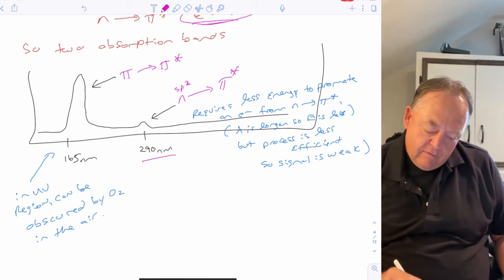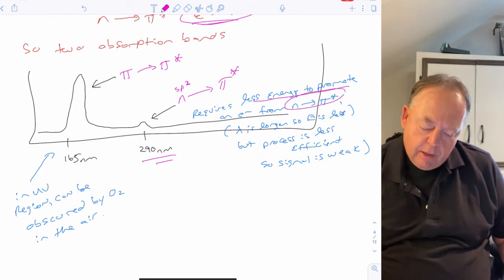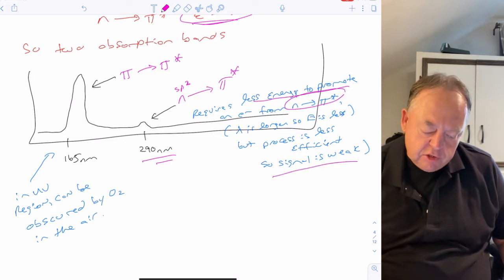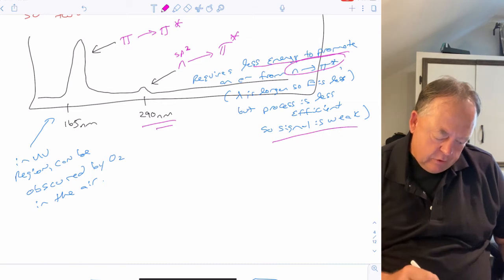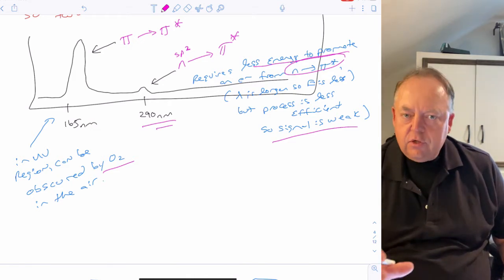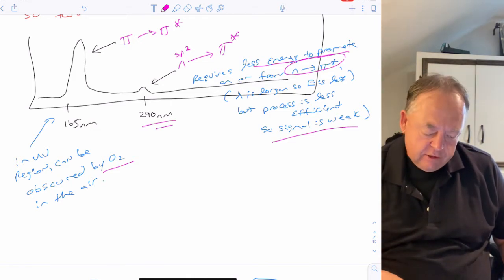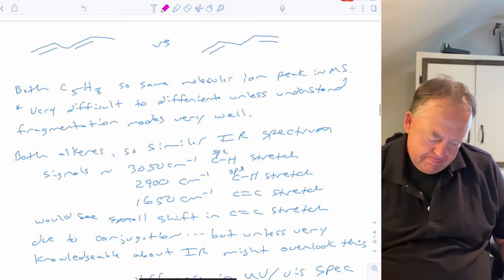So it's at longer wavelength, so it requires less energy to promote an electron from N to pi star, but it's a less favorable process. So the signal is much smaller, much weaker. And the signal down on the UV grid, 165 nanometers, can be obscured by oxygen in the air, or if you had a solvent that absorbed in the UV region, then that can be obscured.